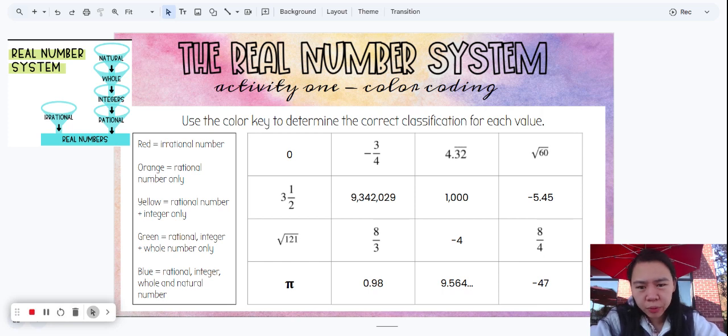Hey guys, welcome to the Real Number System Slides walkthrough video. This assignment was a little bit trickier than I anticipated it being, so I wanted to make sure that I made a video for you to do alongside with me or for you to check your answers, okay?